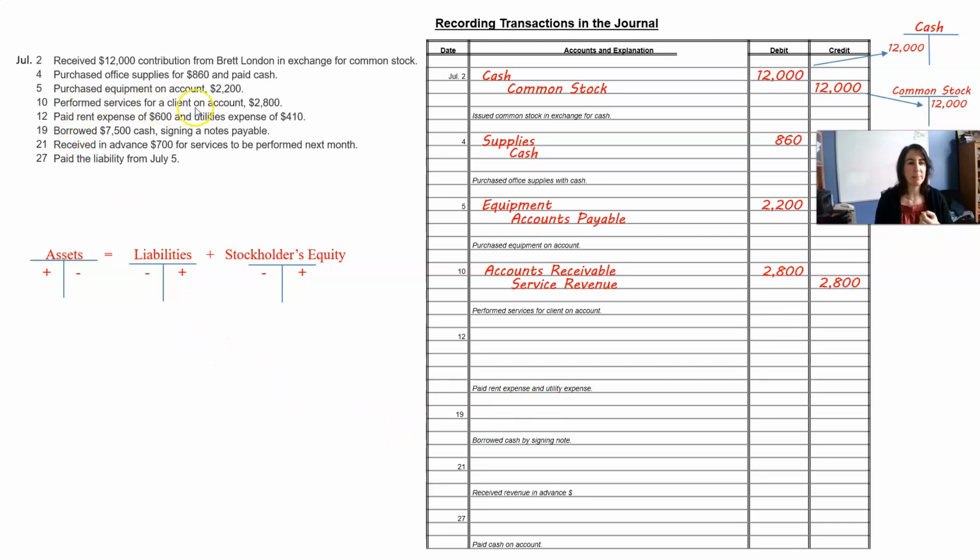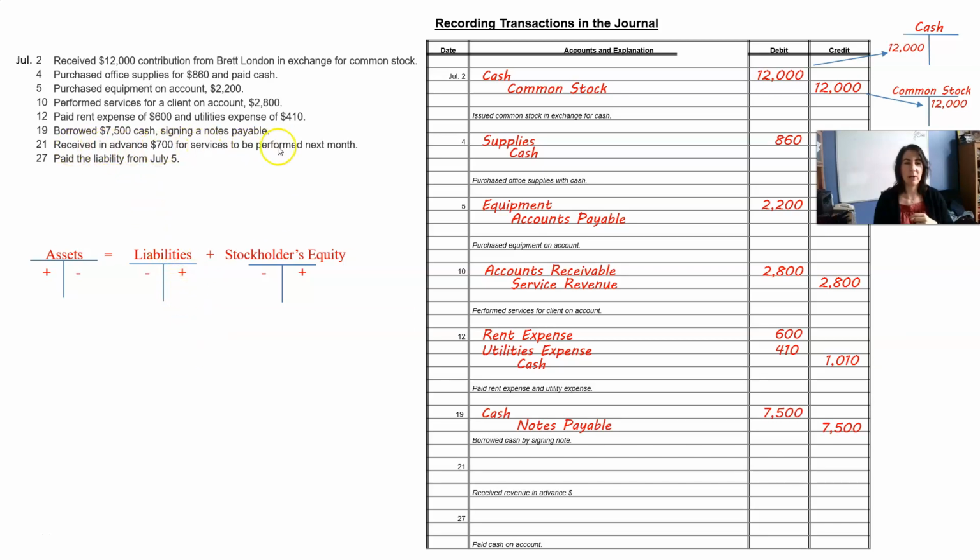All right, paid rent expense of $600 and utilities expense of $410. Well, expenses are going to be your debits, right? Stockholders' equity item, those two different expenses, and you got to pay them, so you're going to have to reduce your cash, right? So you get debit rent expense, debit utilities expense, credit your cash. 19th, borrowed $7,500 in cash, signing a notes payable. All right, so we got cash, and we have a liability. We have notes payable. So we're increasing our cash by $7,500, and we're increasing our notes payable by $7,500.